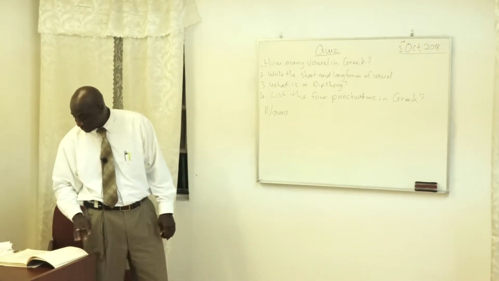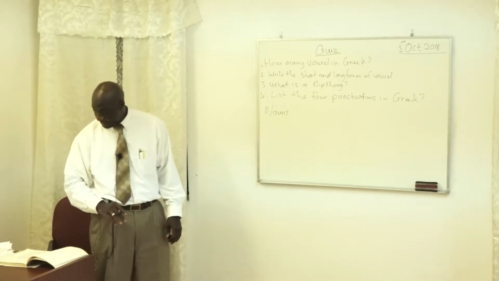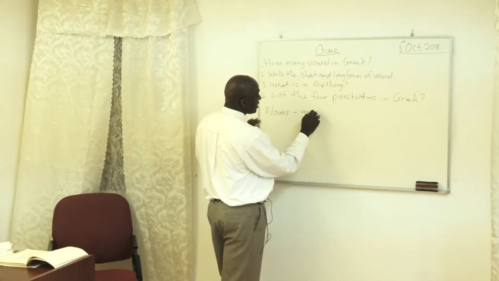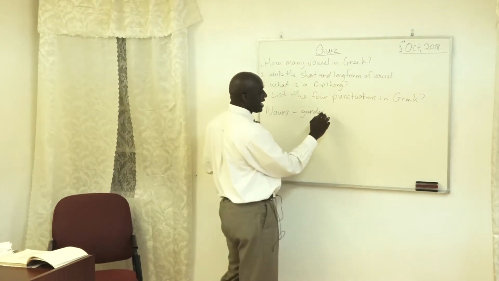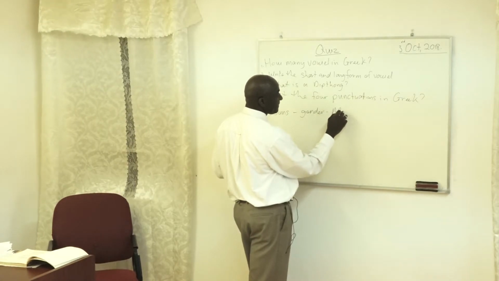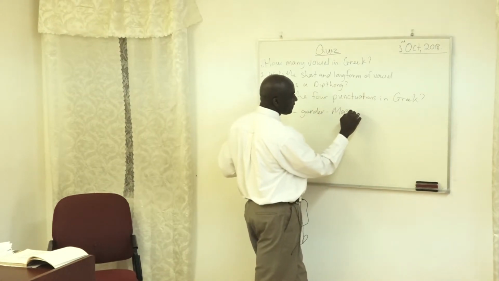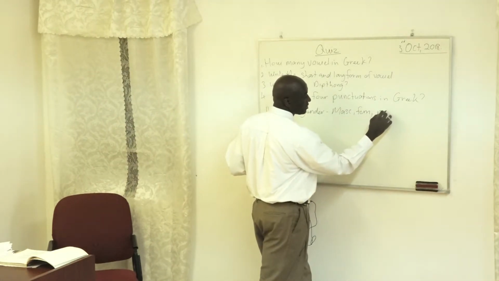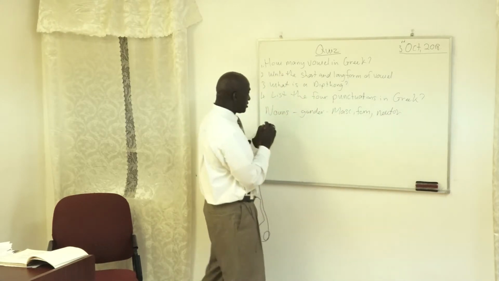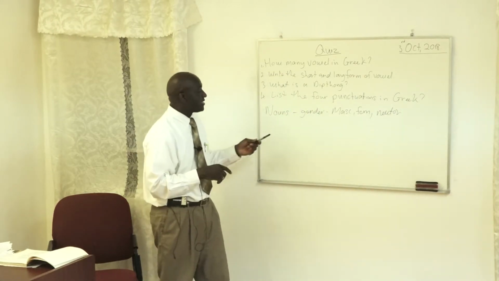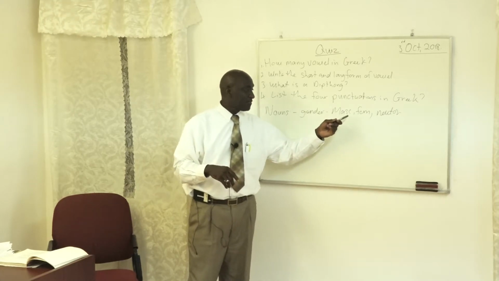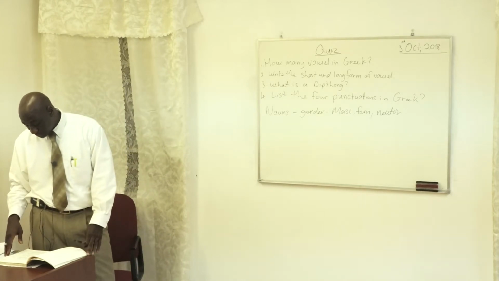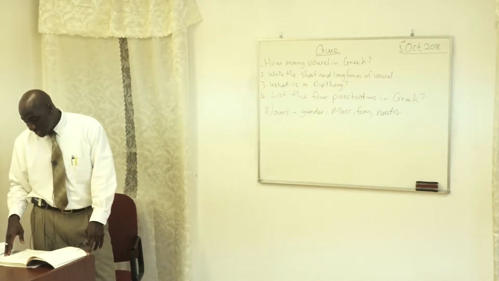All of these nouns have a gender. Give me the genders for the nouns. Masculine, feminine, and what's the next one? The neuter. So in nouns, there's the masculine gender, the feminine gender, and then the neuter, where there's no gender.